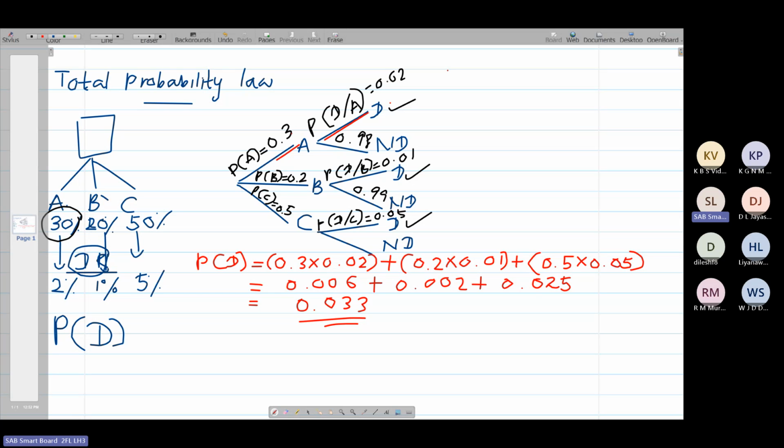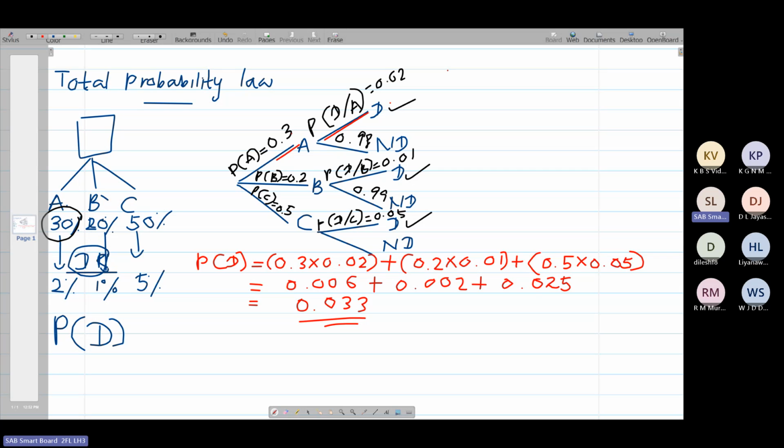The next theorem is Bayes' theorem. In the total probability law, we can find the probability of the common event. Bayes' theorem is a practical application of the conditional probability concept. Bayes' theorem is the same as the conditional probability concept.